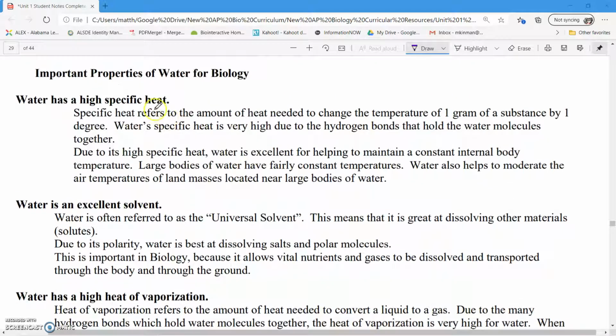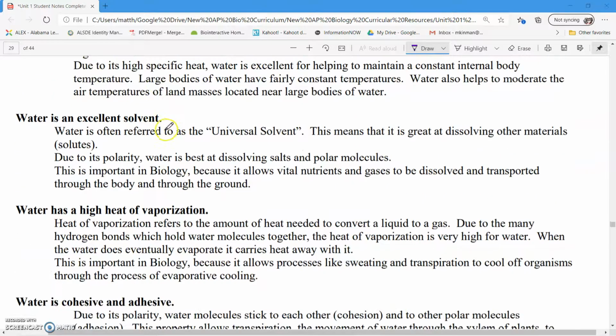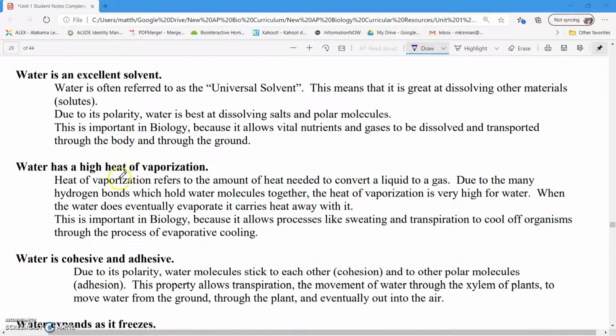Well, one, high specific heat; two, excellent solvent. So the things that you eat, water helps you dissolve those things and then helps to diffuse minerals from your digestive system into your cells so that your cells can use those nutrients.